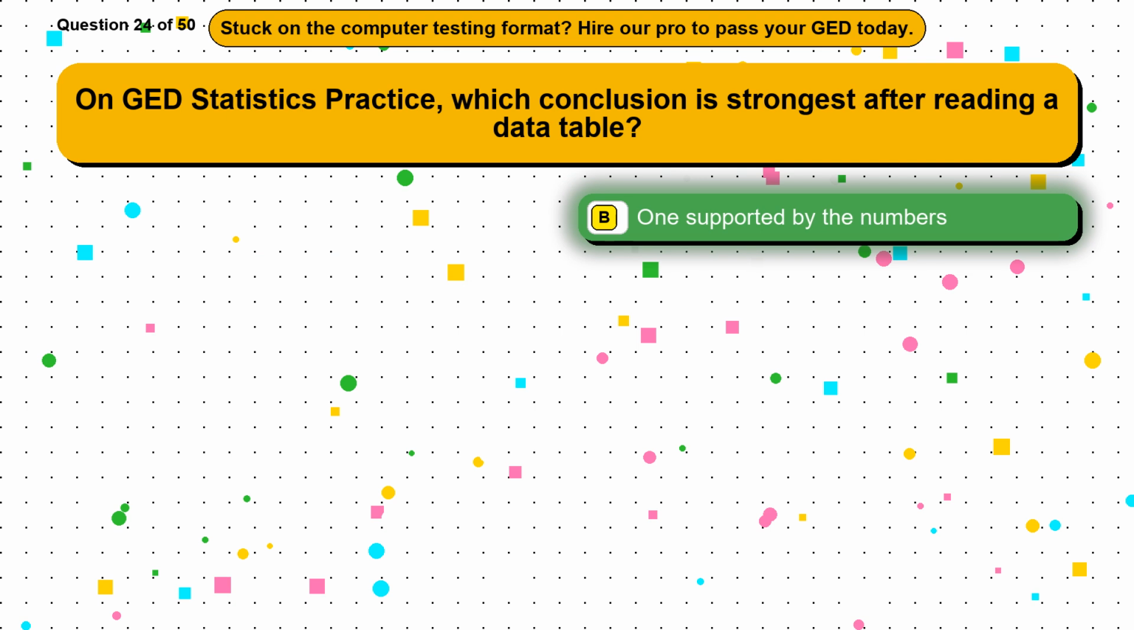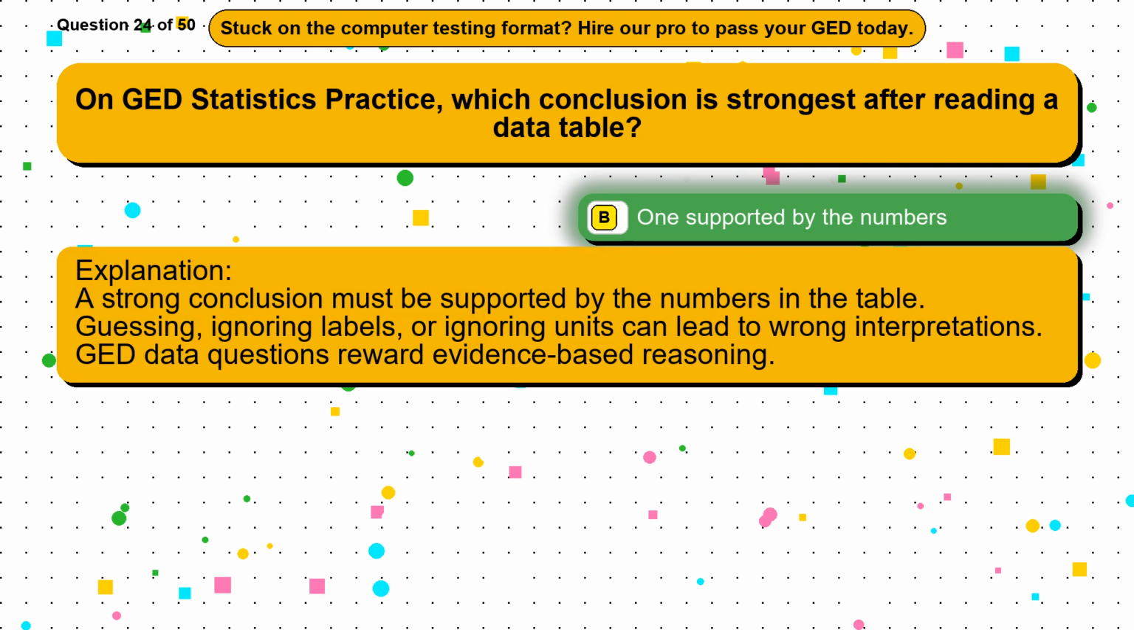One supported by the numbers. A strong conclusion must be supported by the numbers in the table. Guessing, ignoring labels, or ignoring units can lead to wrong interpretations. GED data questions reward evidence-based reasoning.